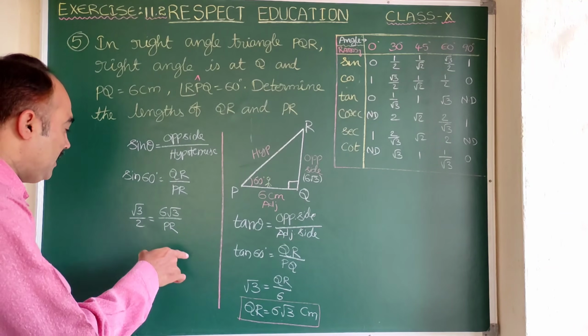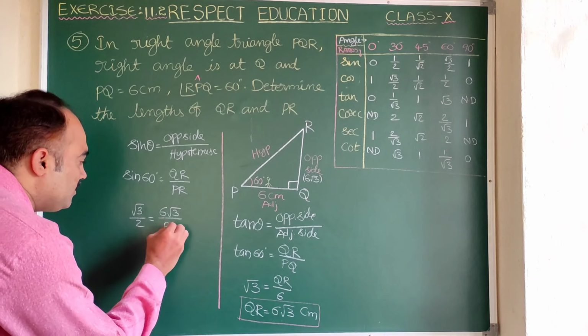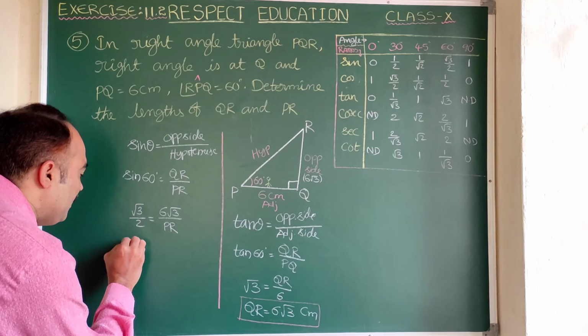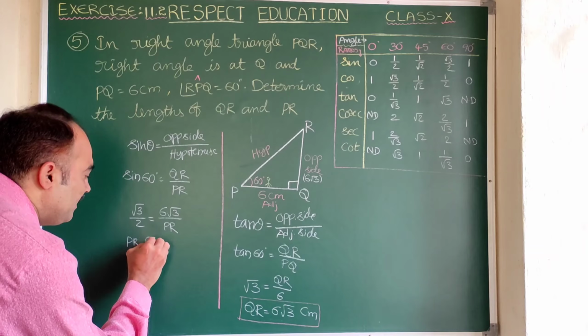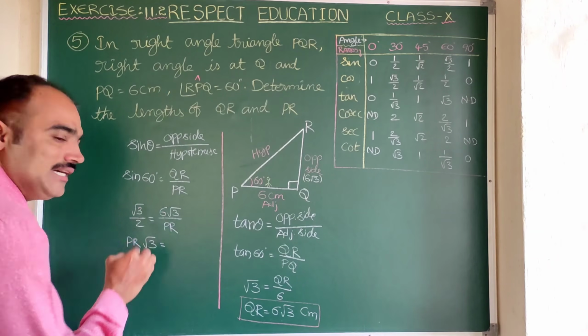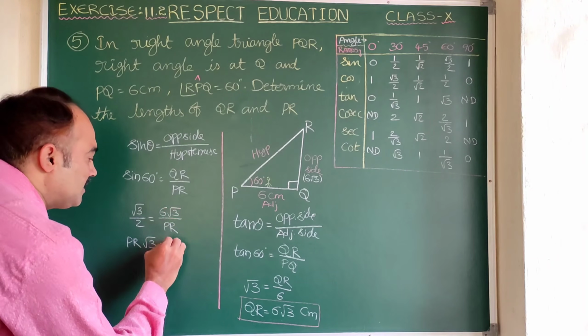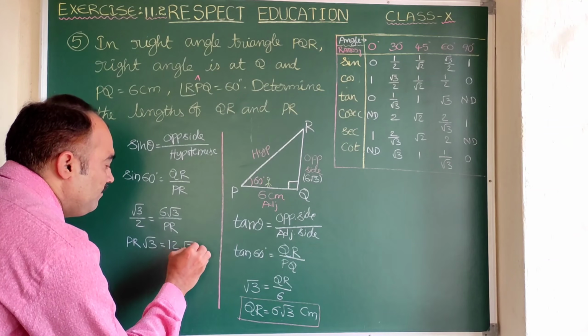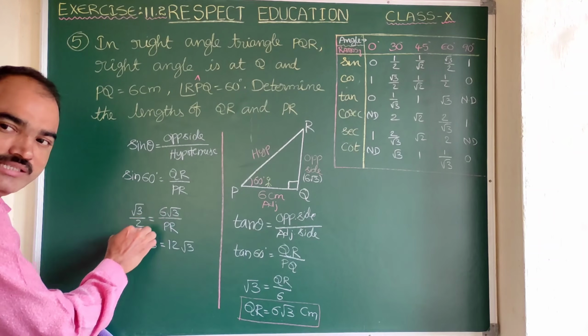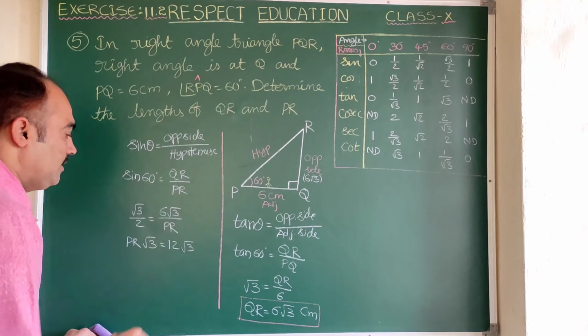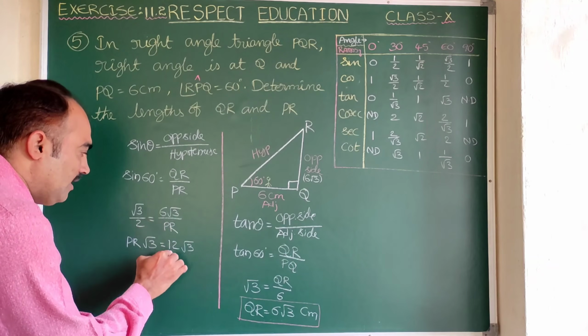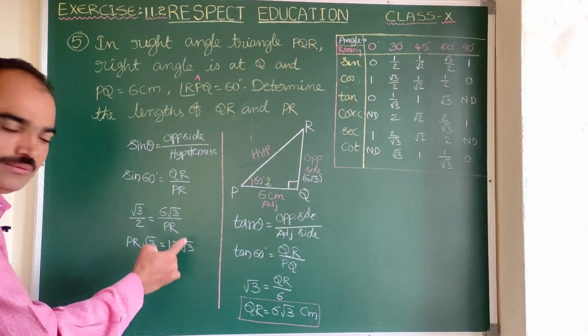Clear? Now let us do cross multiplication. PR into this is PR. PR into root 3. PR root 3 is equal to 2 into 6, 12. It is 12 root 3. We need to multiply the outside numbers 2 and 6. We should not multiply the root 3 at all. So 2 into 6 is 12. Let us write root 3 as it is. So it is 12 times root 3.